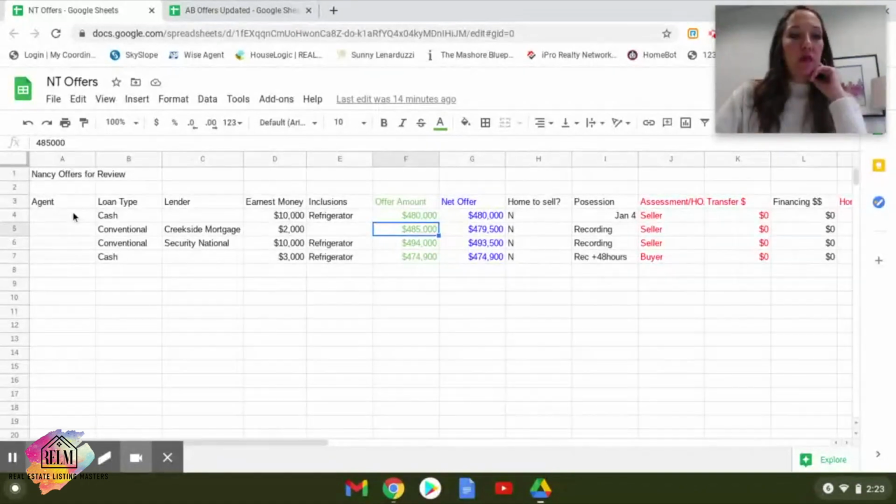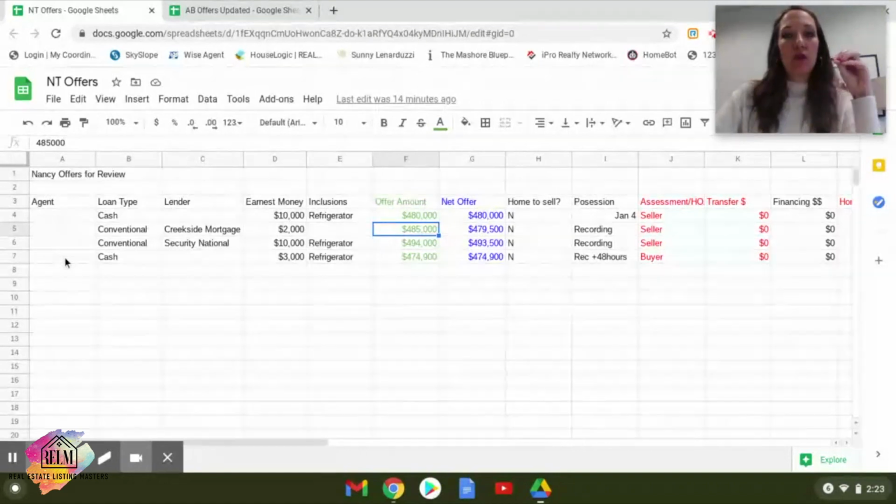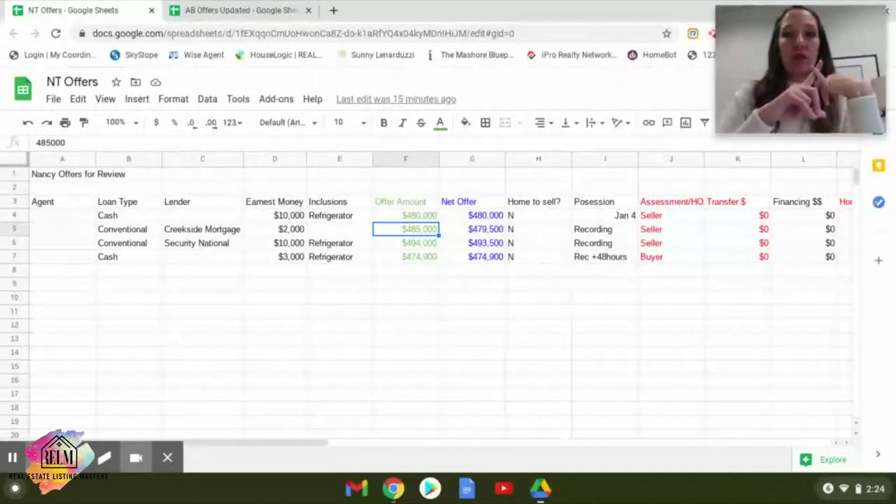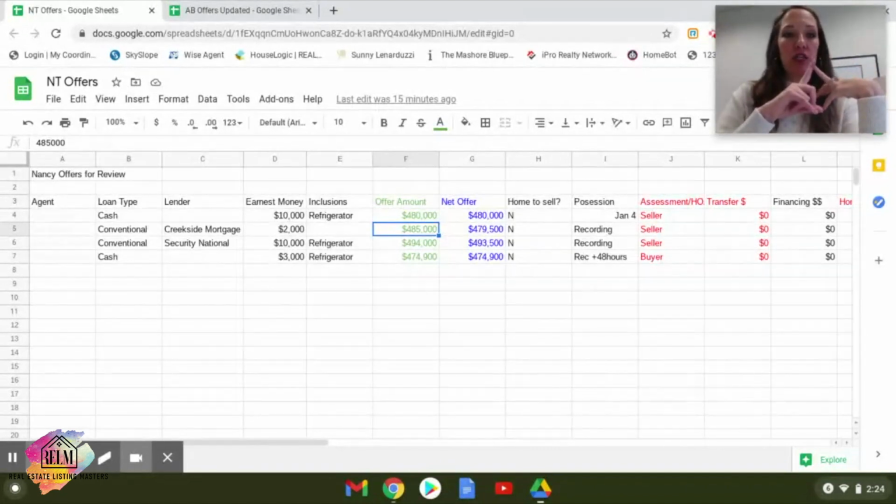So what I do is I put the agent information. I've got it whited out here just for privacy purposes, but I do put the agent name. This gives me a really quick reference of who I need to follow up with, who I need to ask questions to, or who I need to accept their offer. And then I put the loan type. In this situation, two of the offers were cash and two of them were conventional loans. If they are doing a conventional or FHA, I also include who their lender is. This helps me know that A, they're pre-qualified, or B, I need to follow up with the agent to see if they are pre-qualified and get that letter. And then I can follow up with the lender as well.